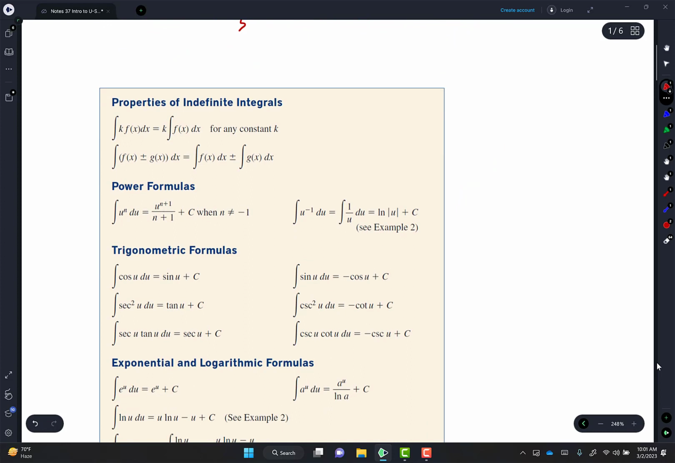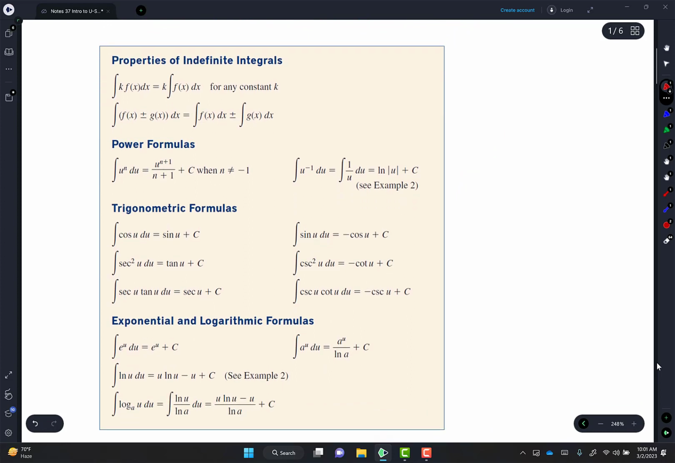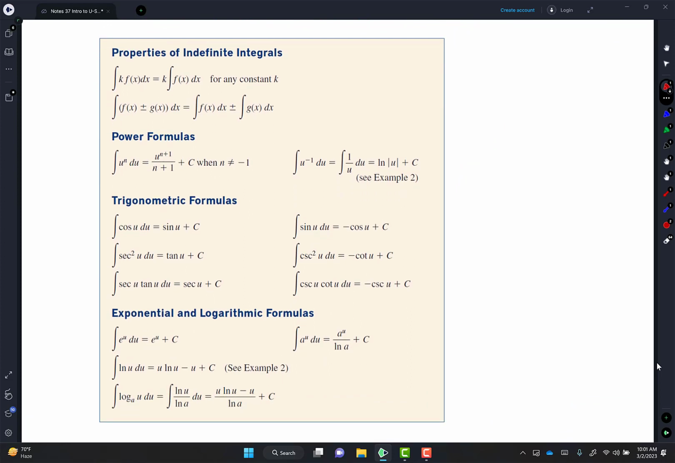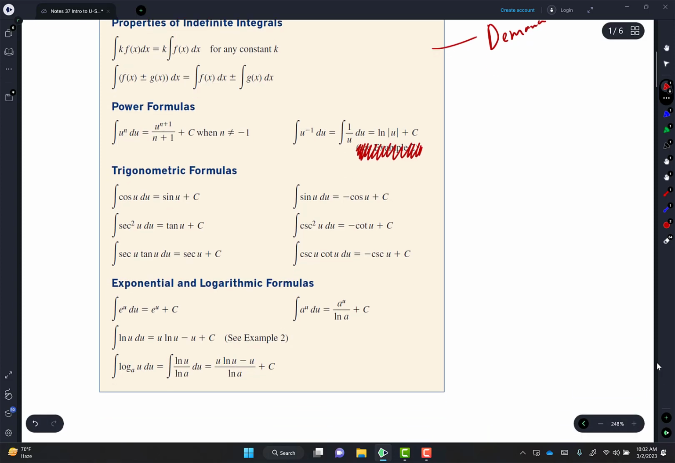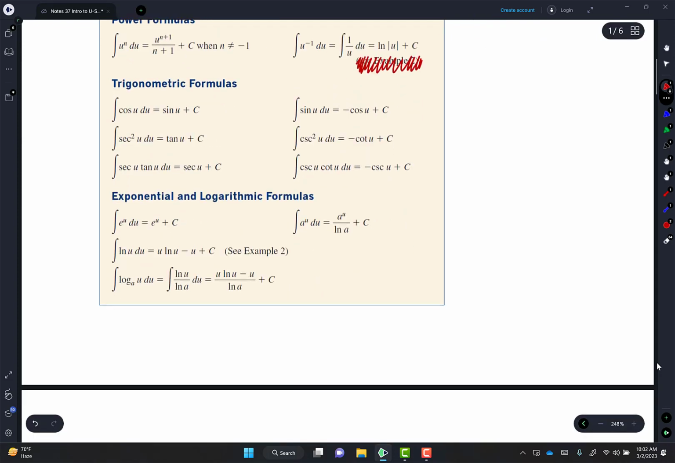Now, here are some properties of integrals. I think I already gave you a copy of this, guys, but here's another one. This is coming from the Demana textbook, which is supposed to be the textbook that we're using. And I think when we come back next week, I'll give you a whole bunch more lists. This is missing the inverse trig and all that, but no big deal.